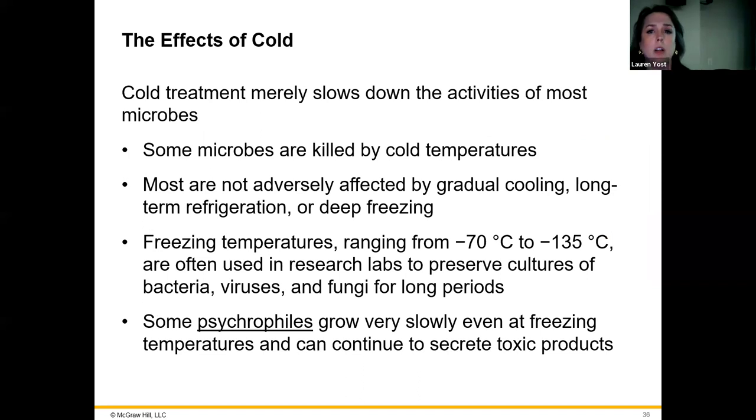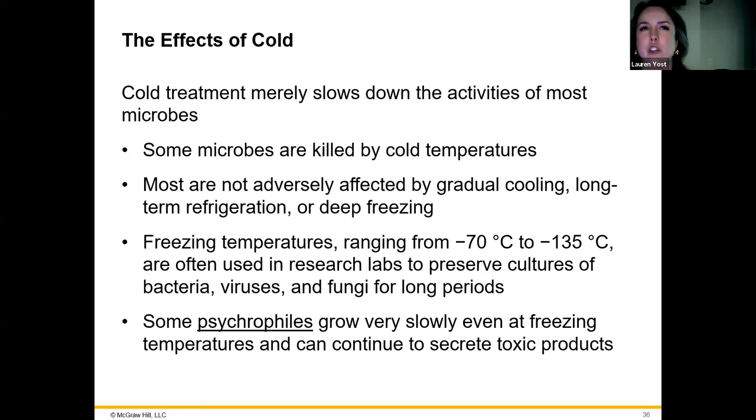All right, cold typically is not going to kill anything. Like I said, some microbes will be killed by cold temperatures. Don't count on it though, all right? If you're getting your chicken and you're not real sure if this chicken has salmonella or not, don't just freeze it and assume that that's going to get rid of the salmonella, because you could just be delaying the inevitable. So just assume freezing isn't going to take care of it. Be sure you cook your stuff all the way through, right? Freezing, you have to do at minus 70 to minus 135 degrees Celsius for it to actually be effective at preserving cultures and things like that, because you want to be very cold.